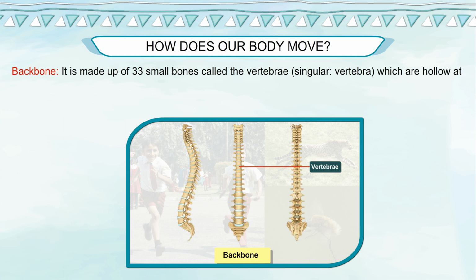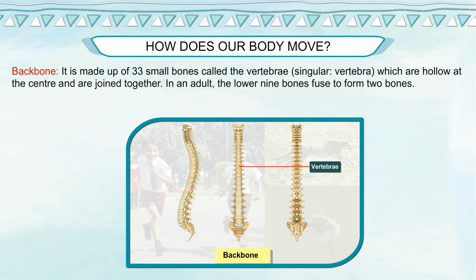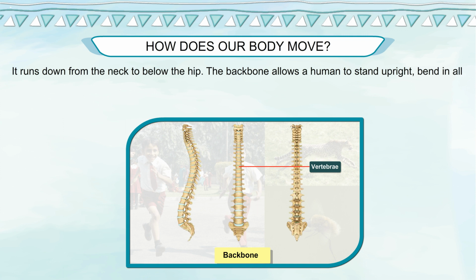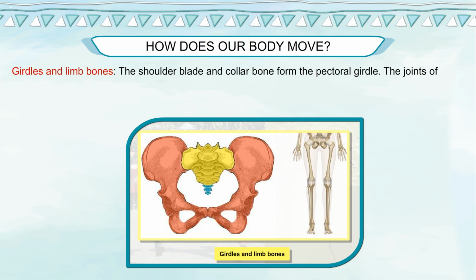Backbone. It is made up of 33 small bones called the vertebrae, singular vertebra, which are hollow at the center and are joined together. In an adult, the lower 9 bones fuse to form 2 bones. It runs down from the neck to below the hip. The backbone allows a human to stand upright, bend in all sides, and to maintain balance. It protects the spinal cord.